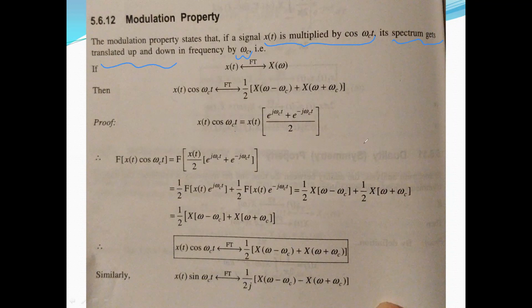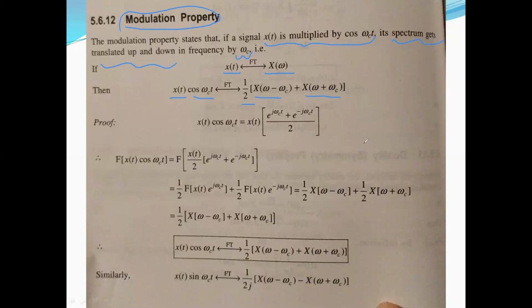So according to this, if x of t has a Fourier transform of X of omega, when x of t is multiplied with cos omega_c t, that Fourier transform will be half of, one shifted down, which is X of omega minus omega_c, and another shifted up, that is X of omega plus omega_c. So that is the theorem called the modulation property.